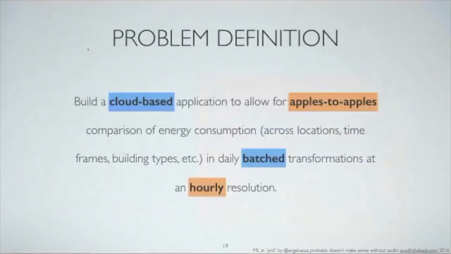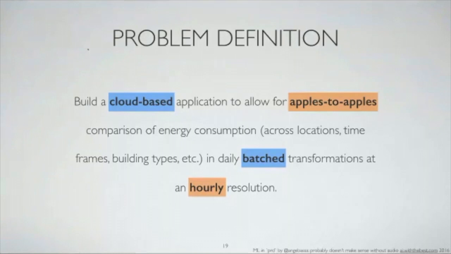So more formally, what the business came to us with was they wanted us to build a cloud-based application so that it wouldn't be held on-site, that would allow for apples-to-apples comparisons of energy consumption across locations, timeframes, building types, all sorts of different metrics in a daily batch transformation that had an hourly resolution.